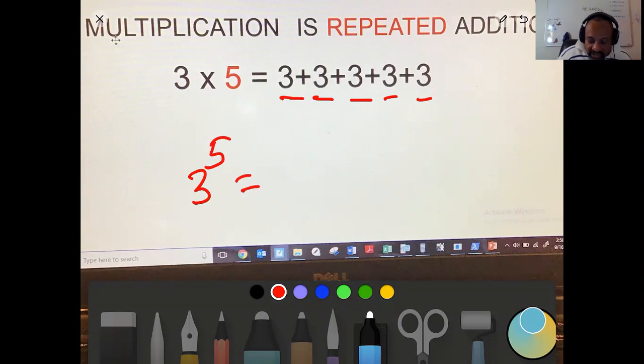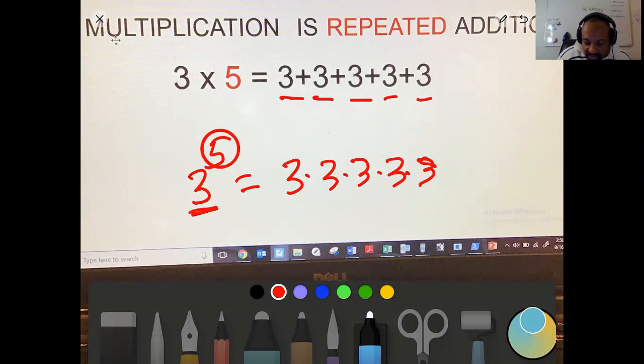exponents are just a way to indicate how many times to multiply the base times itself. So the base is the 3, the 5 is the exponent. It's telling you that you're going to multiply 3 five times. 1, 2, 3, 4, 5. So it's very similar to multiplication, except multiplication is repeated addition. Exponents indicate repeated multiplication. That's all we're doing.